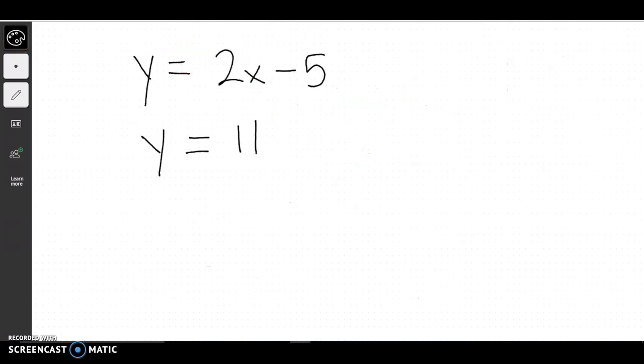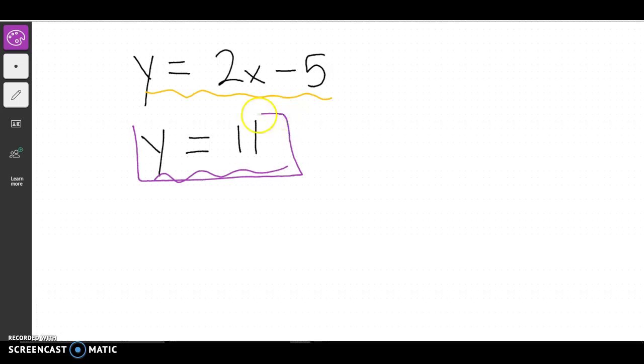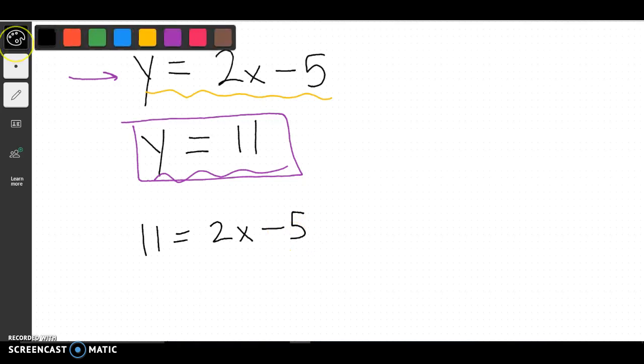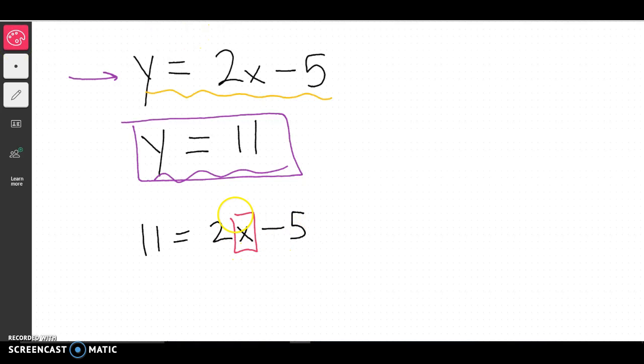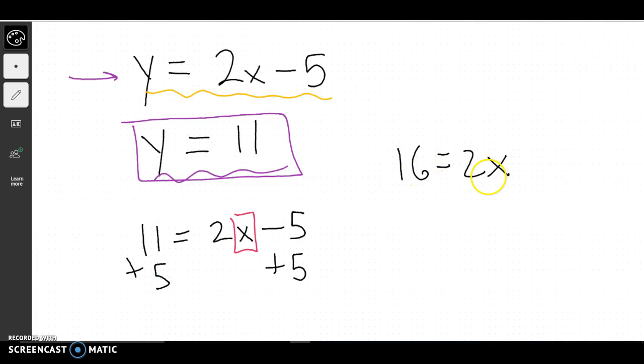Let's try a second problem. Okay. So this second problem, they give me that y is equal to 2x minus 5, and they give me y is equal to 11. Well, again, now I already know what y equals. Y equals 11. So in this equation, instead of writing y, let's write 11. So we'll have 11 equals 2x minus 5. And now I'm just going to solve for x. So when I solve for x, we're going to add 5 to both sides. I'll have 16 equals 2x. We'll divide by 2. We'll have x equals 8.